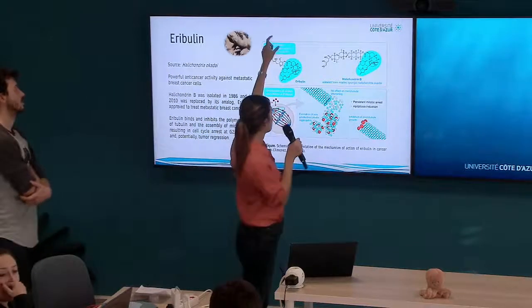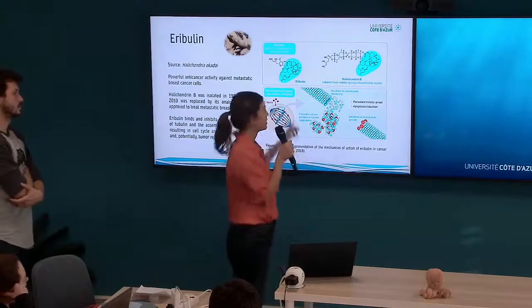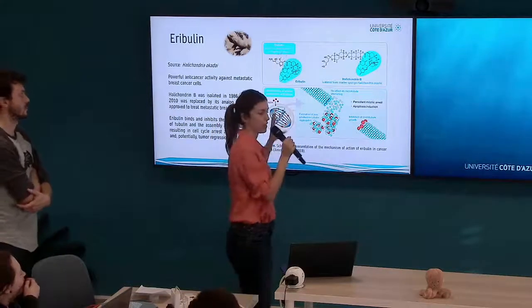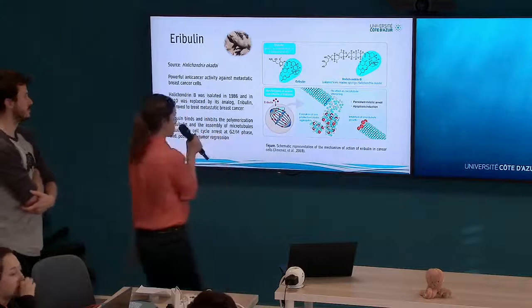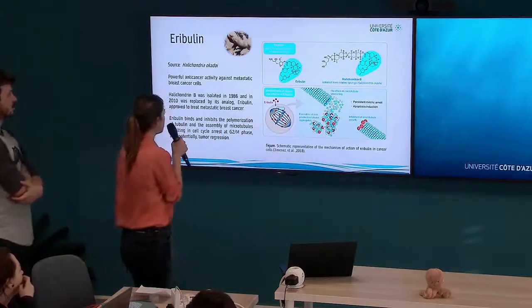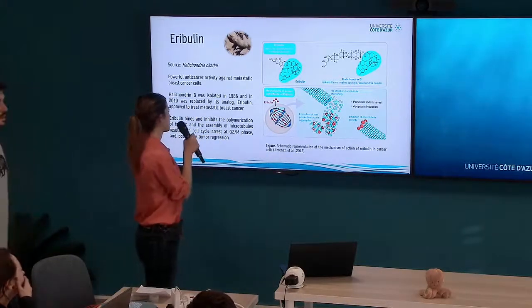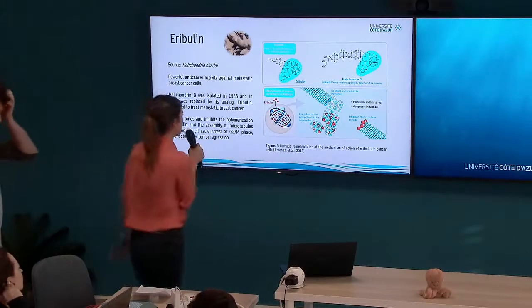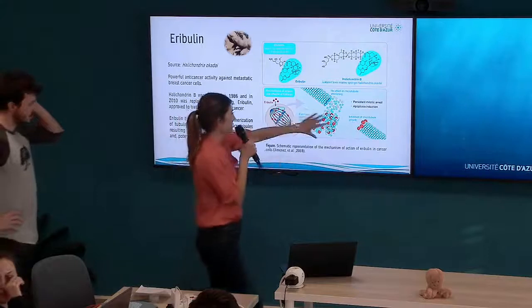So what they do here in the synthesis is synthetic. They cut this part to make it smaller, but it has the same extremities. It has the same structural shape. Eribulin was approved in 2010 to be used against breast cancer. And its mechanism of action is represented here.